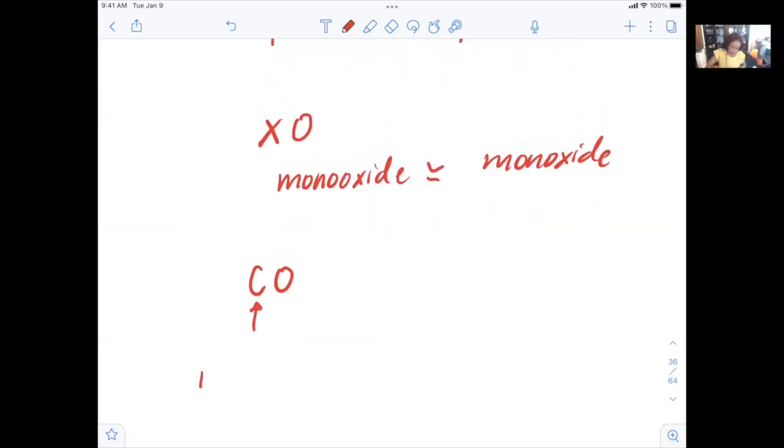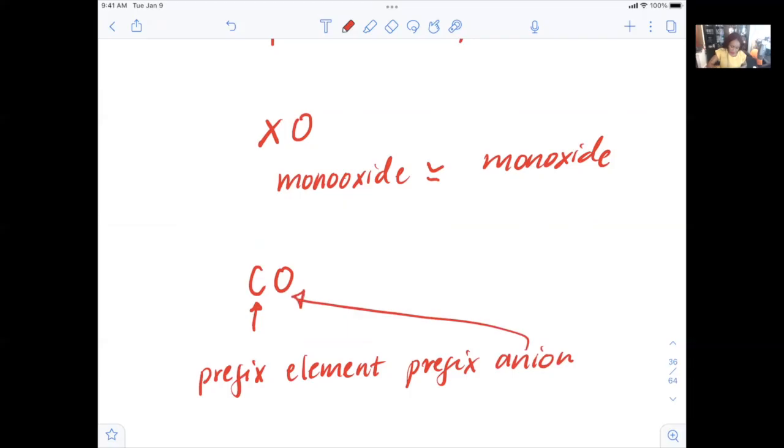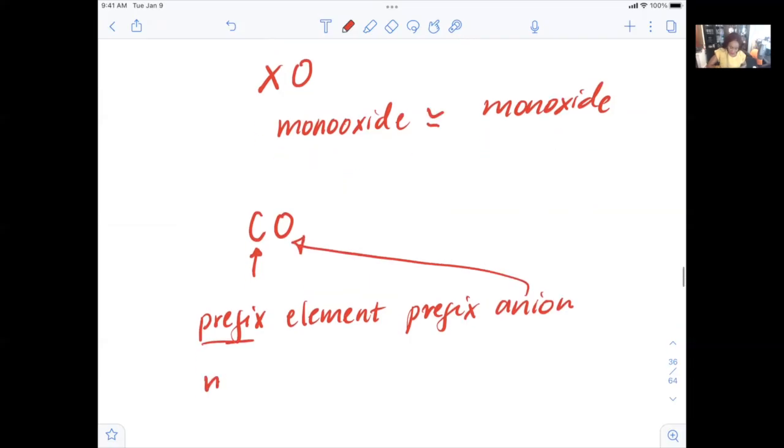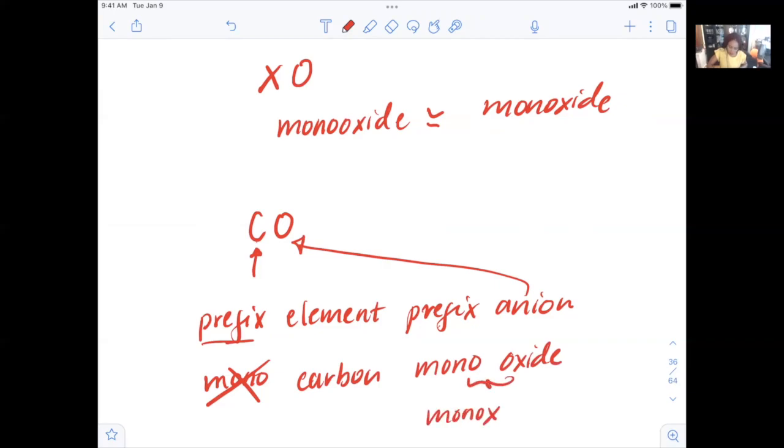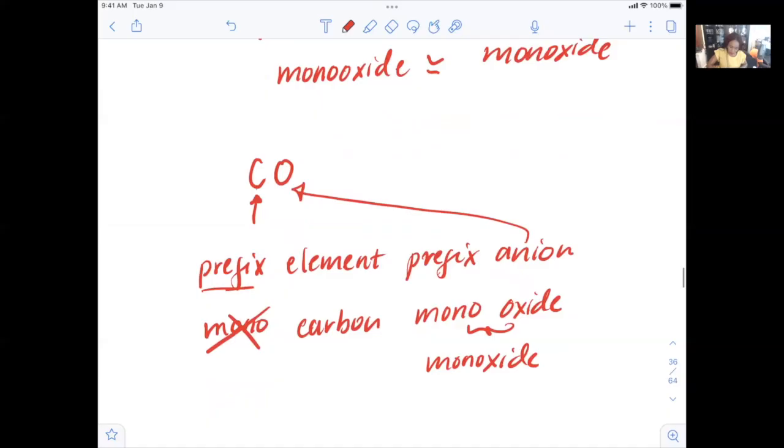First element. Remember, you have the prefix, you have the element name, you have the prefix, you have the anion name. So how do I name this? This is the anion for the second one. Prefix. I like to write mono and then cross it out just to say we don't use mono. First element, carbon. Second prefix, mono. Name of anion, oxide. Consolidate, monoxide. Name of this molecule, carbon monoxide.